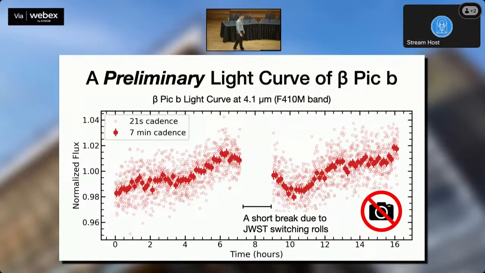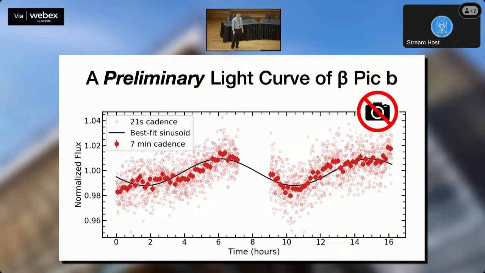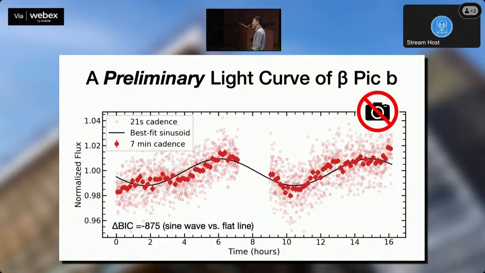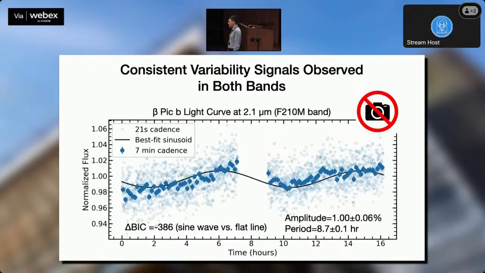This is the 4 micron light curve of beta Pic b over 16 hours. It's not flat, meaning there are some surface features, perhaps rotating in and out of our line of sight. The light curve can be fit by a sinusoid. It's a much better fit than the flat line. And if we trust this sinusoid, the period is introduced by the rotation of the planet. It has an amplitude of about 1%, and the period is about 8.8 hours. I will explain what this period means.